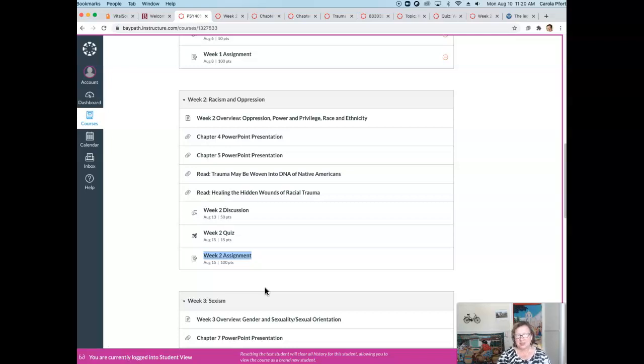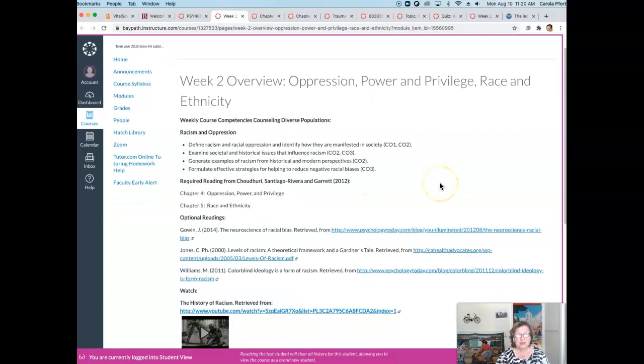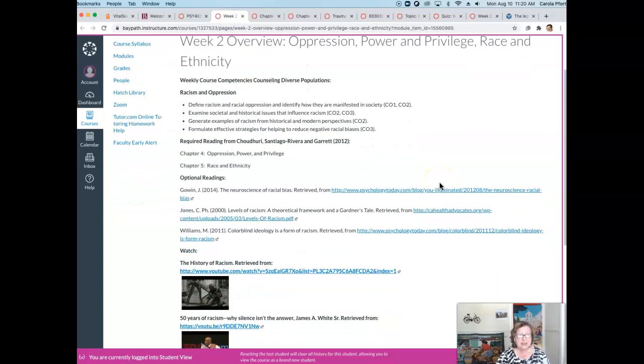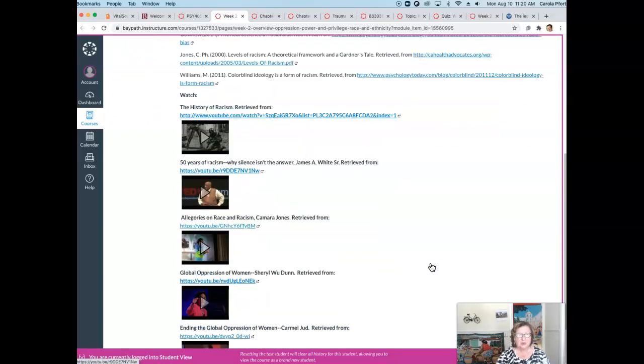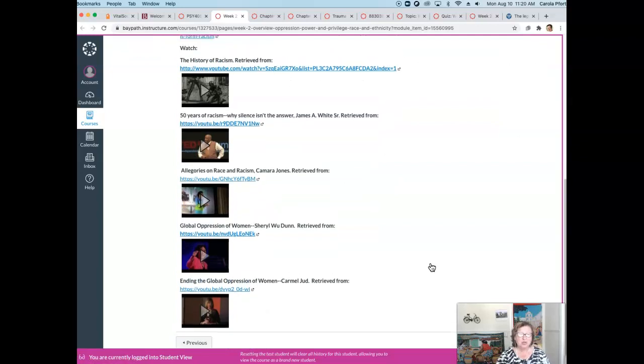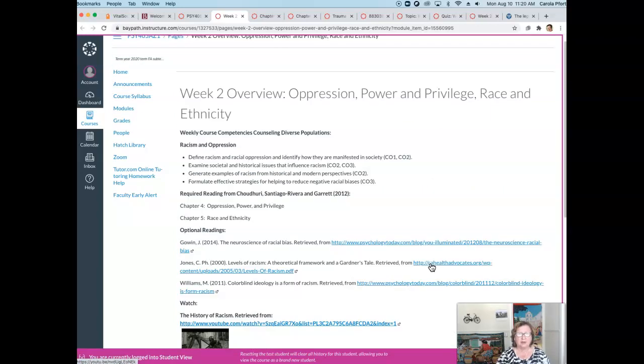We are talking about racism and oppression, two big political topics right now, obviously, with the Black Lives Matter movement and all the associated activities. So we're looking at this week, and first we have a little overview that tells us the competencies we're learning about and the readings. We have chapter 4 and chapter 5. It gives you optional readings here, as well as 5 really interesting YouTubes that I really enjoyed.